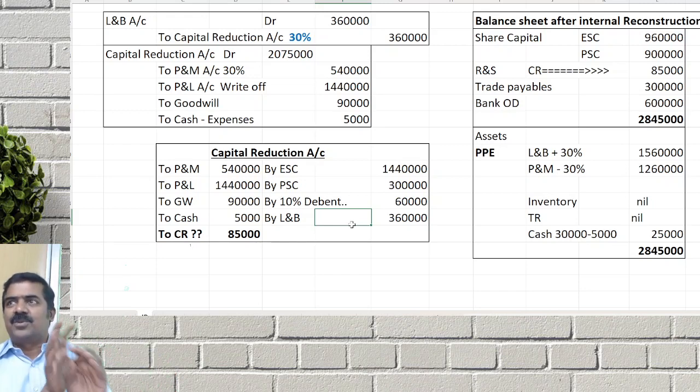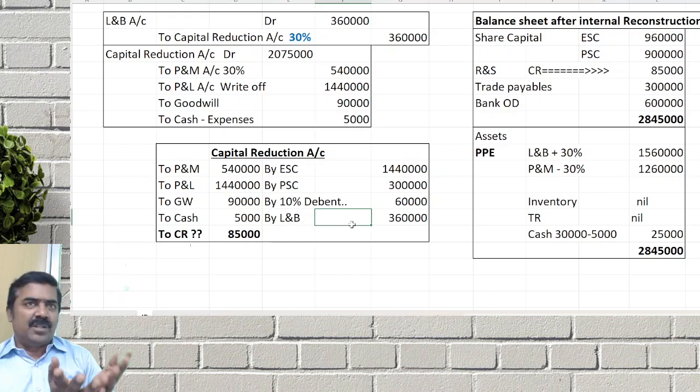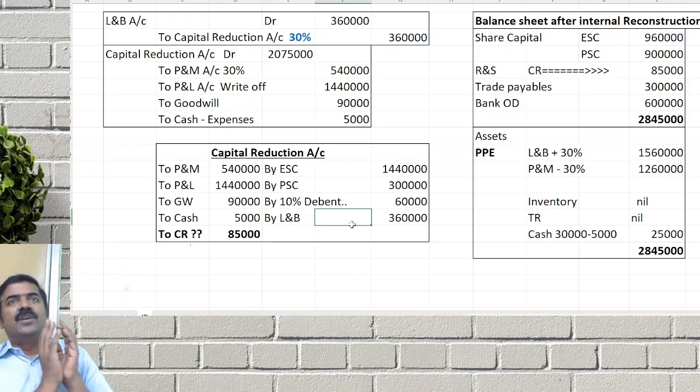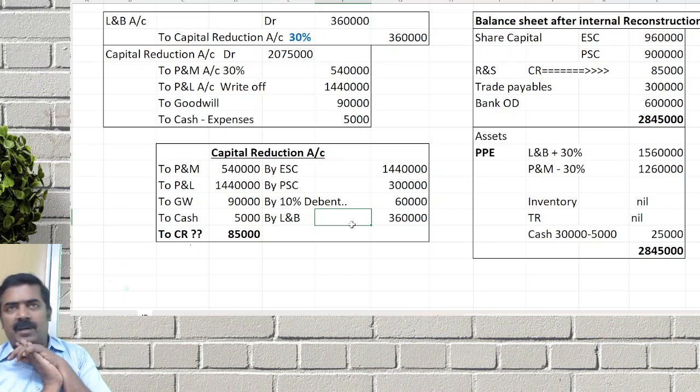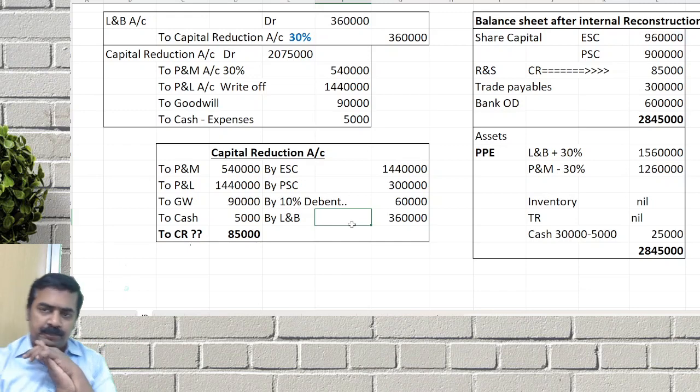Internal reconstruction is to do with what? Increase and reduction in which one? Assets and liability. You can easily understand these two chapters, but final accounts and which one? Amalgamation, you must go through. Next topics are going to be what? Final accounts and which one? Amalgamation, you must go through and come.